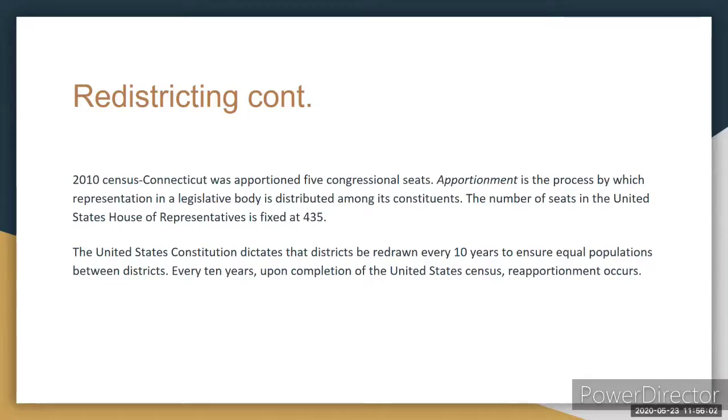The number of seats in the United States House of Representatives is fixed at 435. The United States Constitution dictates that districts be redrawn every 10 years to ensure equal populations between districts. The population grows during this time. That is the purpose of the 10 years. Every 10 years upon completion of the US Census, reapportionment occurs.